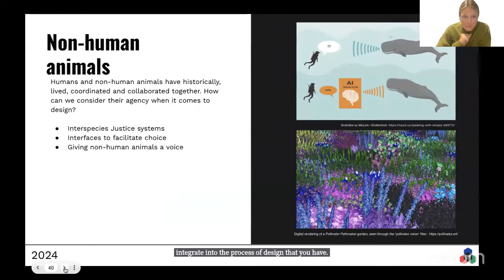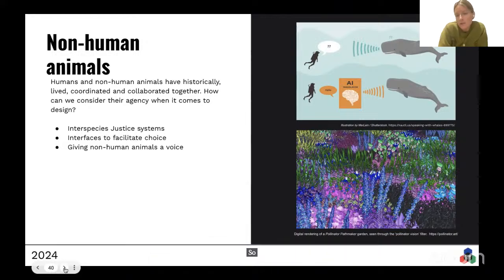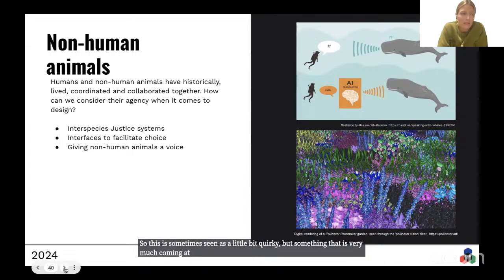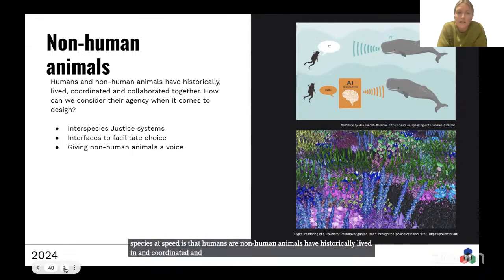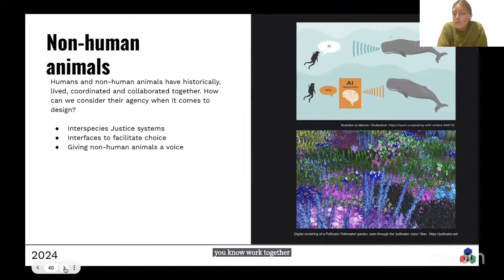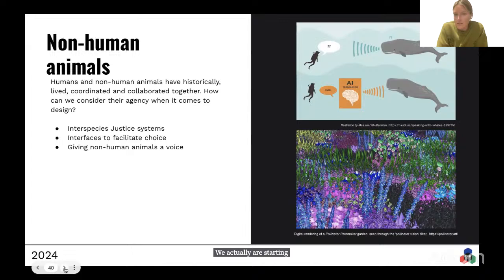So the next one, which is close to my heart, because I work on many projects of this kind, and there are so many examples, is non-human animals. This is sometimes seen as a little bit quirky, but something that is very much coming at the human species at speed is that humans and non-human animals have historically lived and coordinated and worked together. And what's interesting is that through different applications, sometimes technological, sometimes not, we actually are starting to be able to consider their agency when it comes to design.